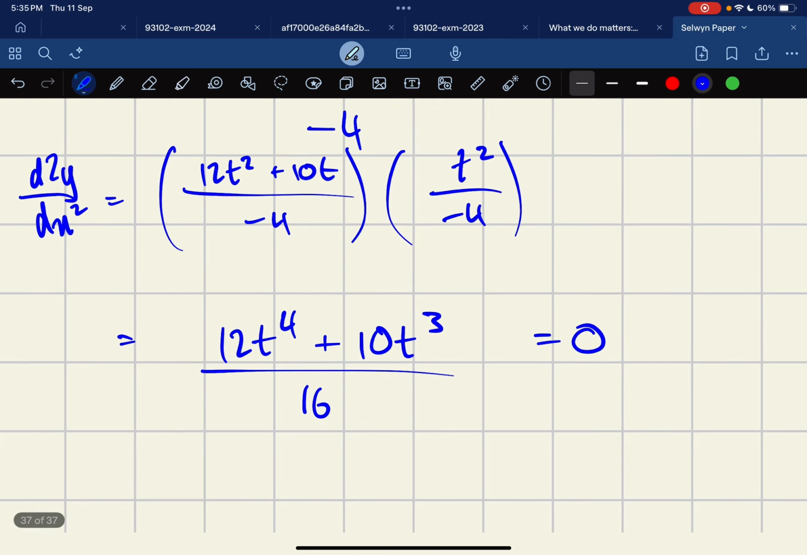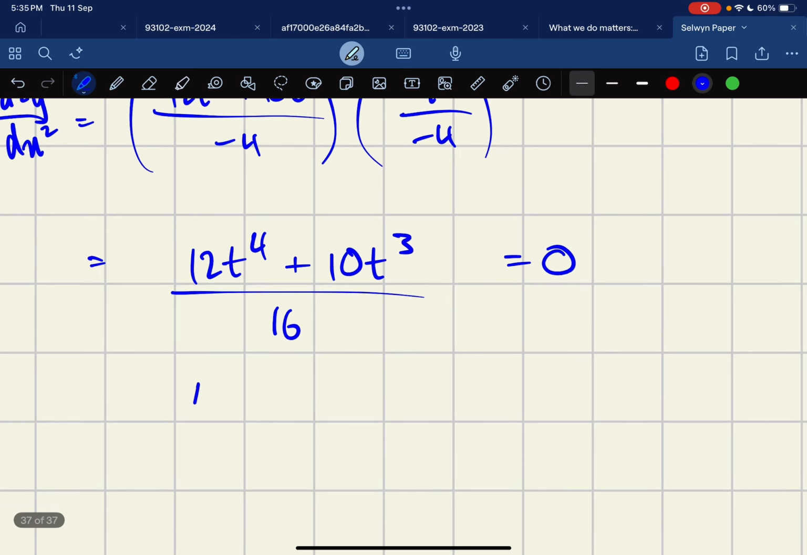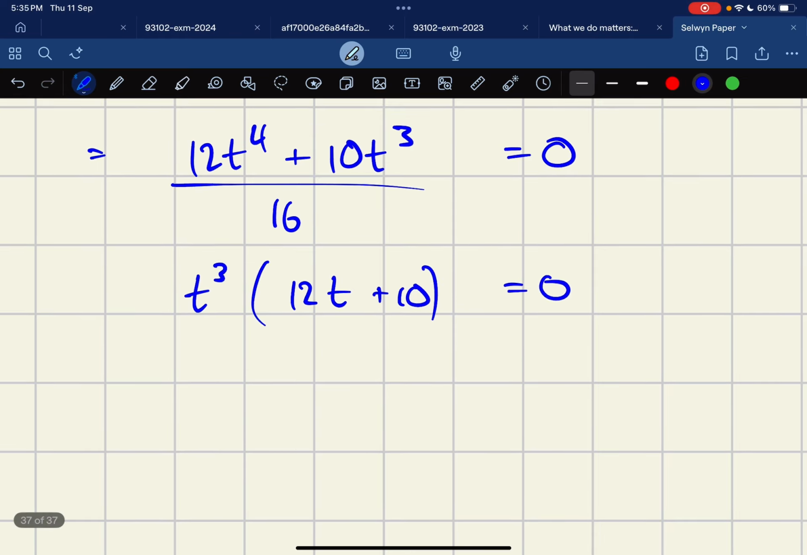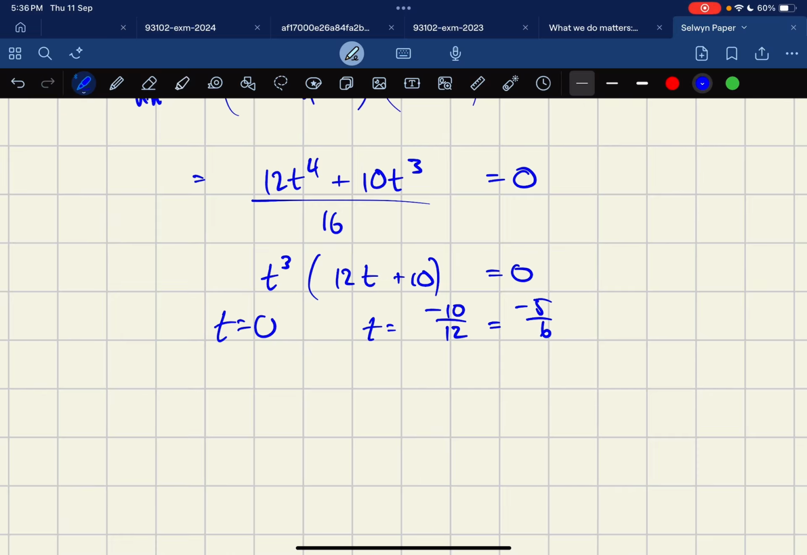And we need to set this equal to 0 to solve for our t intercepts. So this is t cubed times 12t plus 10 equals 0. So our intercepts are t is equal to 0 or t is equal to negative 10 over 12, which you can simplify as negative 5 over 6.